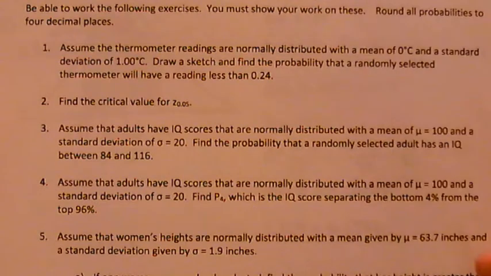Problem number 4. Assume that adults have IQ scores that are normally distributed with a mean of 100 and a standard deviation of 20. Find P4, which is the IQ score separating the bottom 4% from the top 96%. P4 represents the 4th percentile.